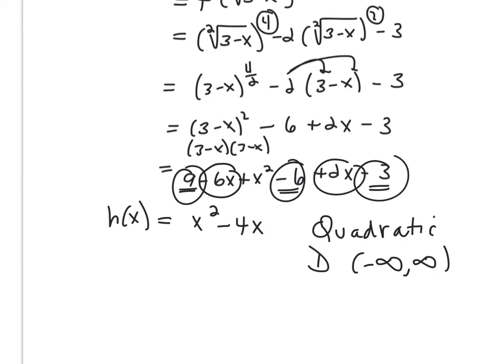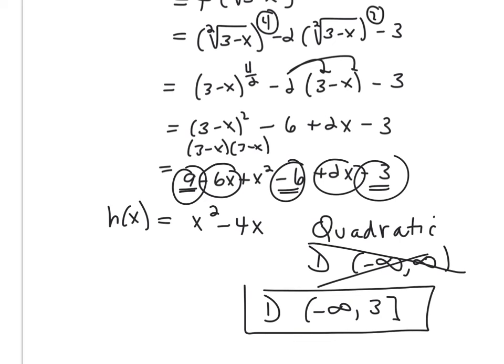But remember that this quadratic function was formed by doing the composition of two functions. So this domain doesn't apply. We have to go with the most restricted domain. Go back to the original inside function g of x, and recall that its domain went from negative infinity to positive 3. So this is our final answer for the domain for this composition.